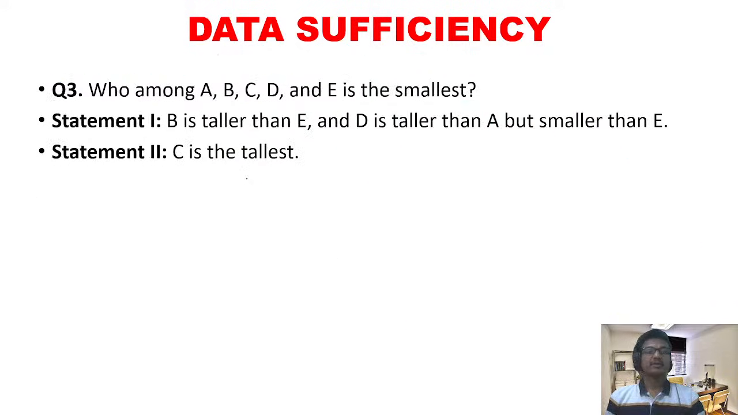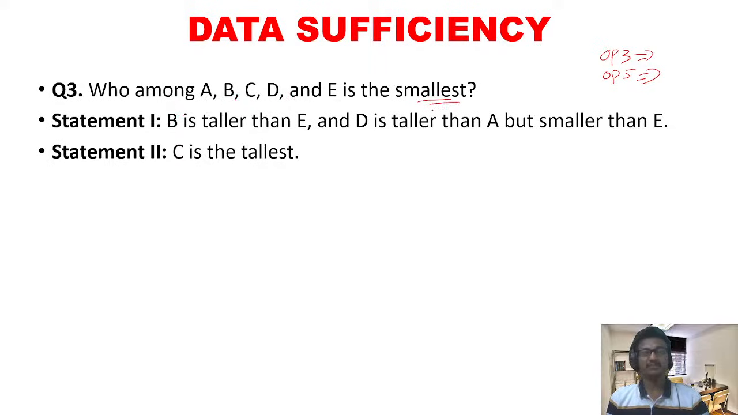Now let us look at some other kind of problem. Hope now you understood option 3 and option 5, the difference between these two. We'll work out some more problems so that you can find out the solution easily. Now the question is given like this: who among A, B, C, D, and E is the smallest?